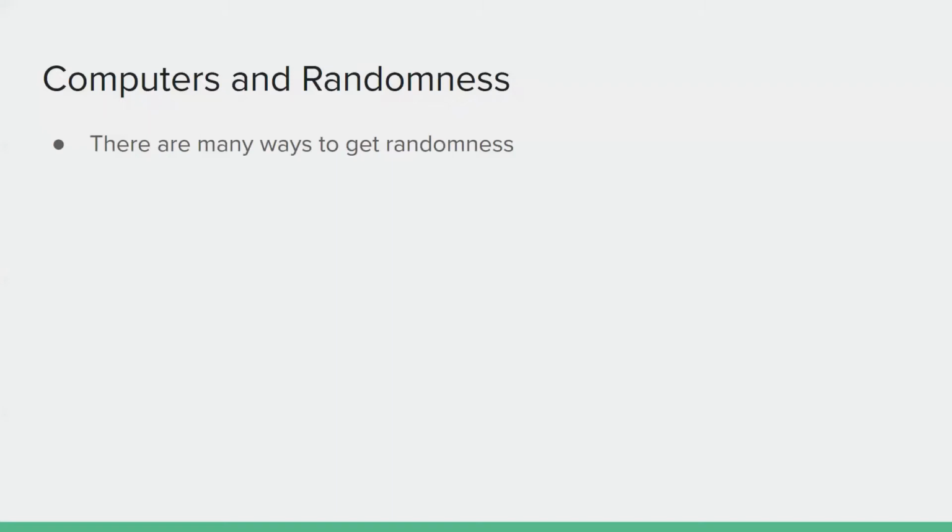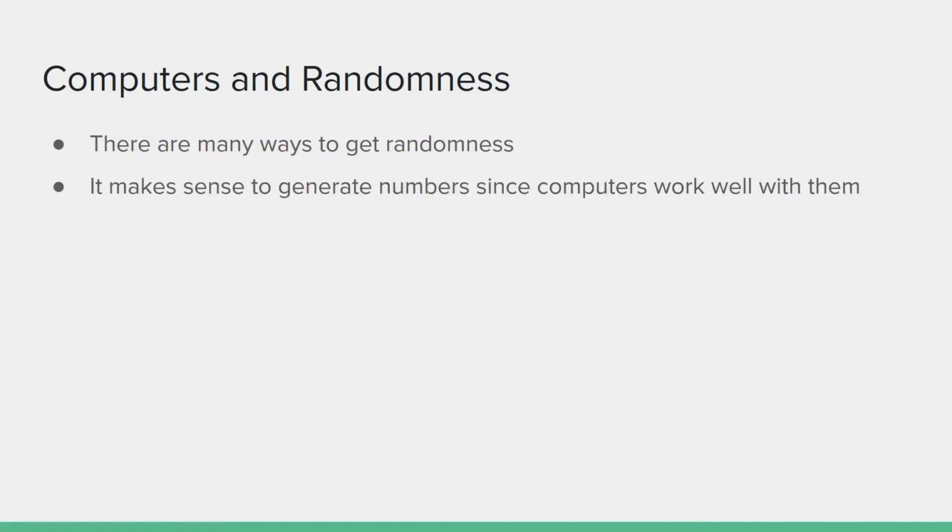There are many ways that we can get randomness. Like we can roll a die, we can measure radioactivity and look at some of the digits, right? But a lot of these aren't compatible with the computer. So how can we generate randomness efficiently and quickly on computers? And it makes sense to generate numbers, obviously, since computers work well with numbers.